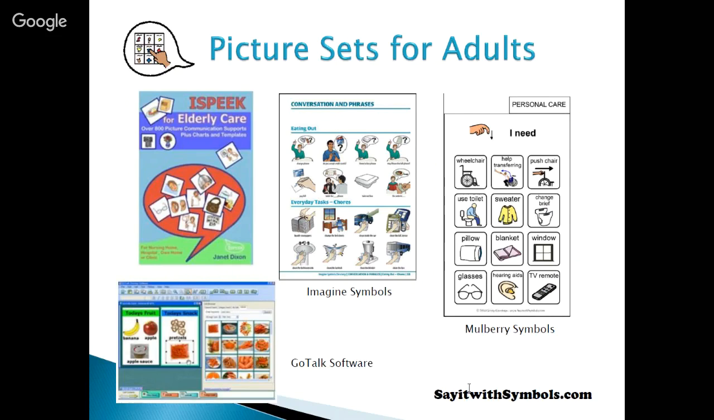GoTalk from Attainment also offers a lot of photos, which are really helpful for making meal choices and colors and things like that. So depending on the person's cognitive ability, they might be able to do just fine with a representational line drawing, or they may benefit from having actual pictures. You can use things like GoTalk or Google Images to download pictures if you want to do that.